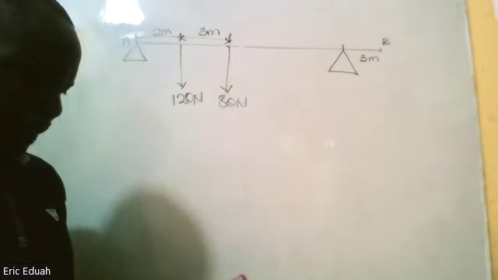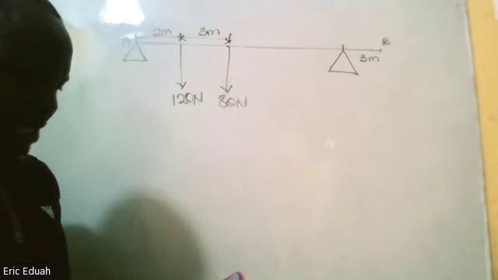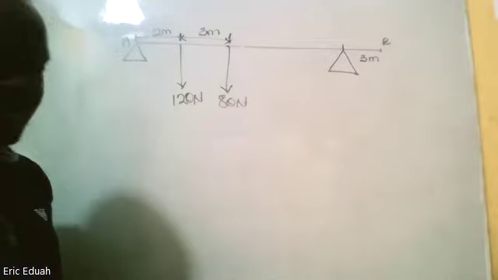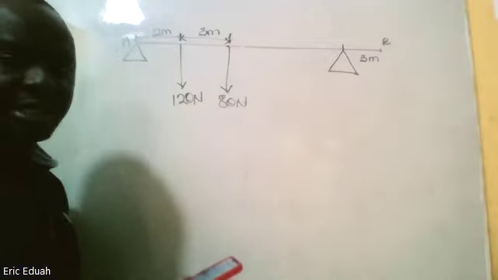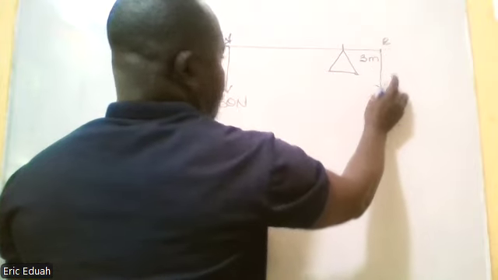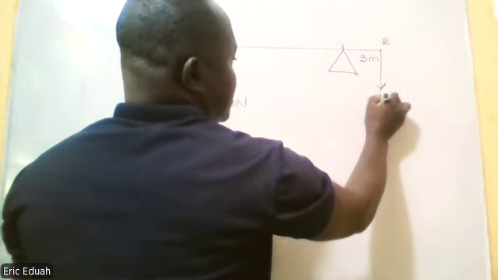Then 90 Newton at the right hand. So we have a load of 90 Newton just at the right hand.